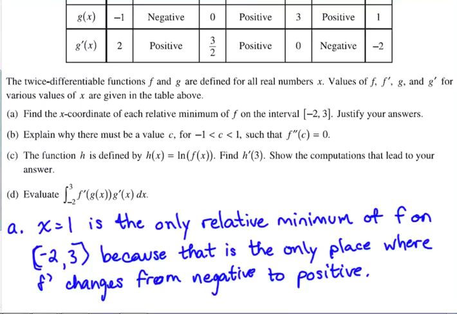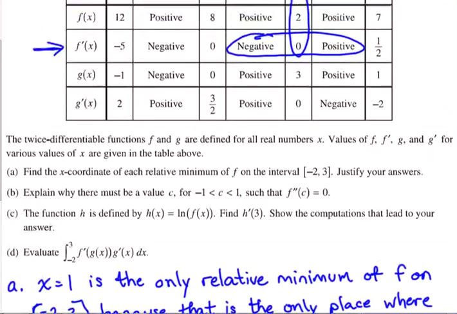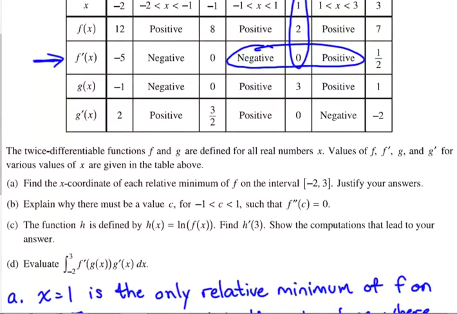Okay, let's look at part B. Part B says explain why there must be a value c between -1 and 1 such that f double prime of c equals 0. So anytime we're talking about c values, we should be thinking one of our theorems. Okay, intermediate value theorem. Well, that talks about the value of the function, so that doesn't apply. Then we've got the mean value theorem. Okay, remember the mean value theorem says that the slope of the tangent line is equal to the slope of the secant line. So we're talking about the second derivative equaling 0.